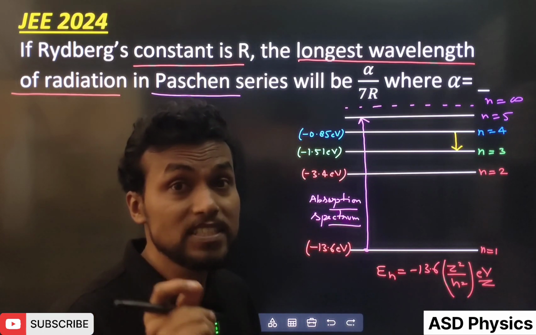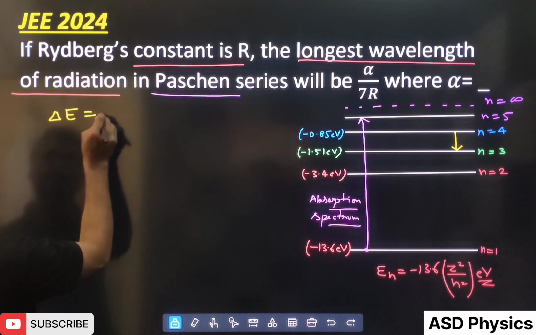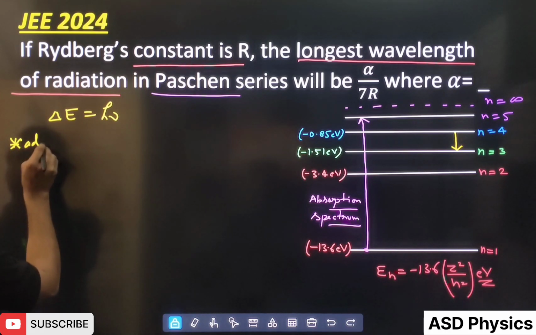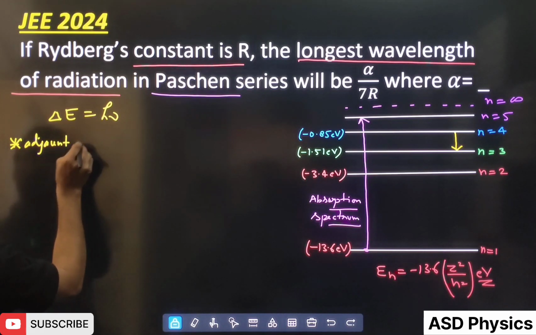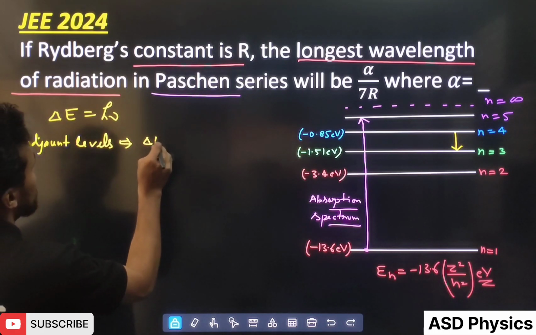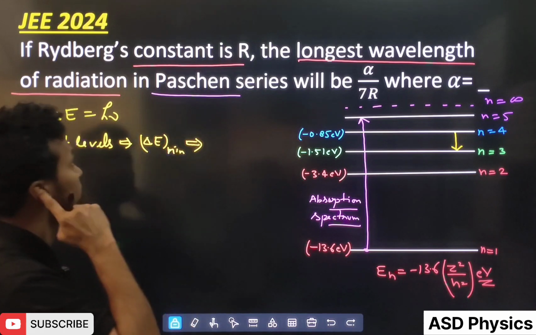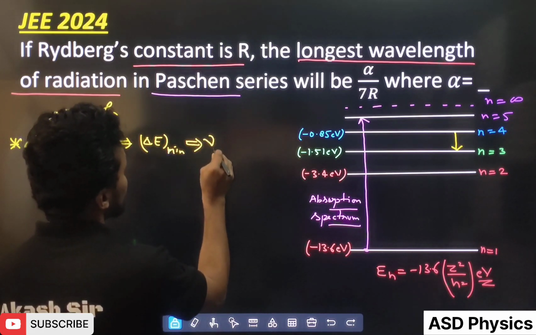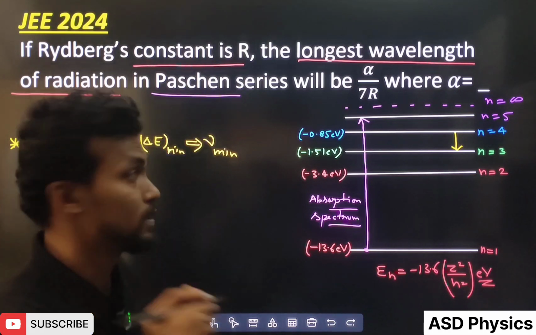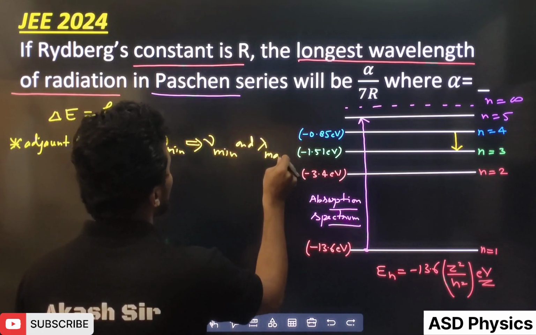This energy difference will be minimum, because see the formula delta E equal to h nu. Okay, so when adjacent levels are there, for adjacent levels this delta E will be minimum. So from here what we can tell? This nu will be also minimum. Okay, and what about the wavelength, lambda? Lambda will be maximum.